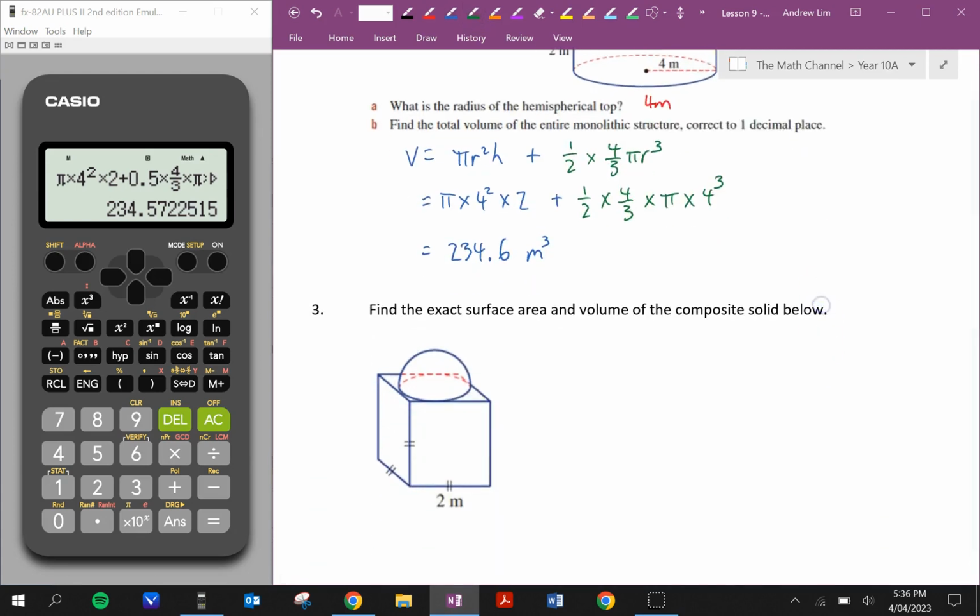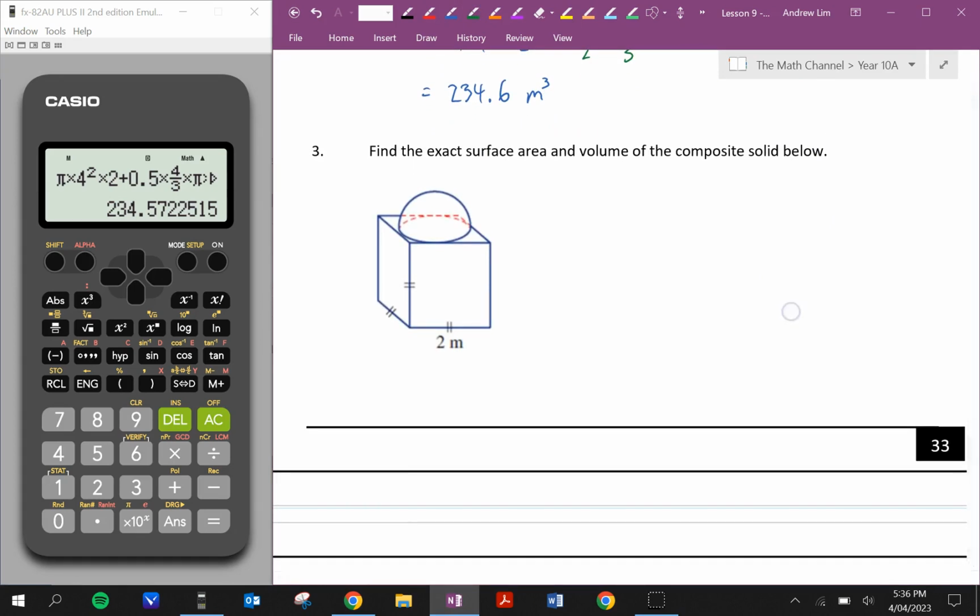All right. Question 3. Find the exact surface area and volume of the composite solid below. So pause the video, have a go with this one. Alright, so surface area. This is the harder one.